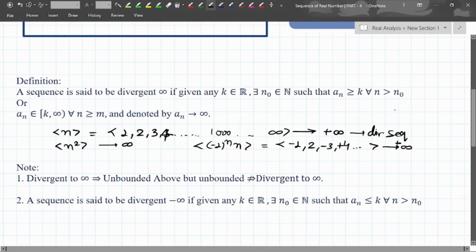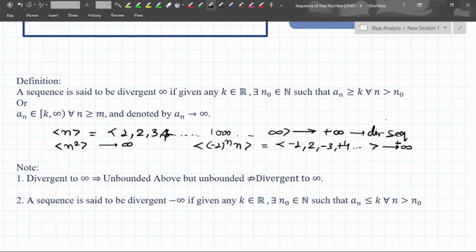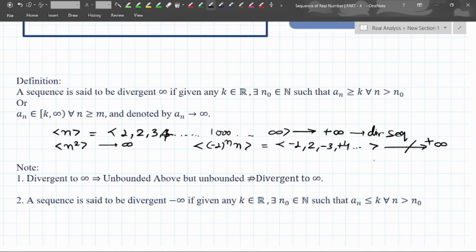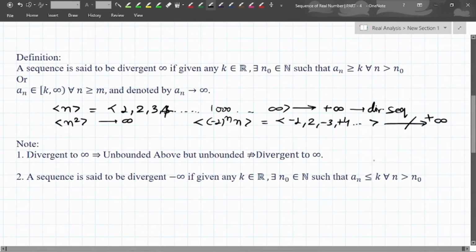Okay, but here in this case, if it is minus 1 power n, is it really going to plus infinity or minus infinity? Because we don't know whether infinity is odd or even, so we can't make any statement here that it will go to plus infinity, because we are discussing divergent to plus infinity. It may go to minus infinity, because if infinity is odd, then it will be minus infinity. If infinity is even, then it will be plus infinity. So we are not able to make any statement right now. But it is a divergent sequence. That's the confirmed thing.